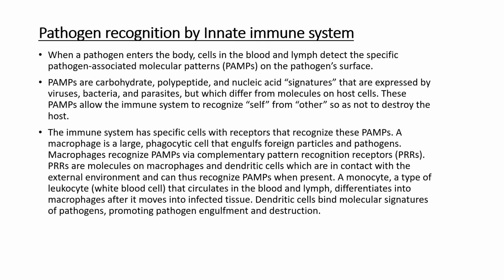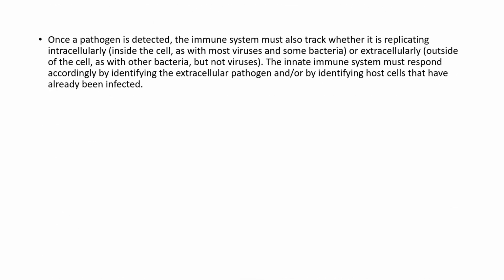A monocyte, a type of leukocyte, which is a WBC, that circulates in the blood and lymph, differentiates into macrophages after it moves into the infected tissue. The dendritic cells bind molecular signatures of pathogens, promoting pathogen engulfment and destruction. Once a pathogen is detected, the immune system must also track whether it is replicating intracellularly or extracellularly. The innate immune system must respond accordingly by identifying the extracellular pathogen or by identifying host cells that have already been infected.